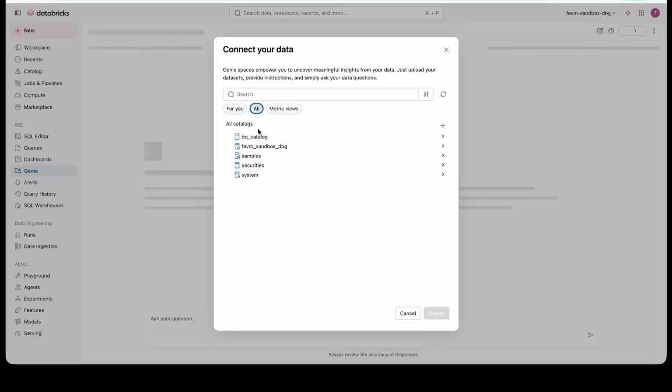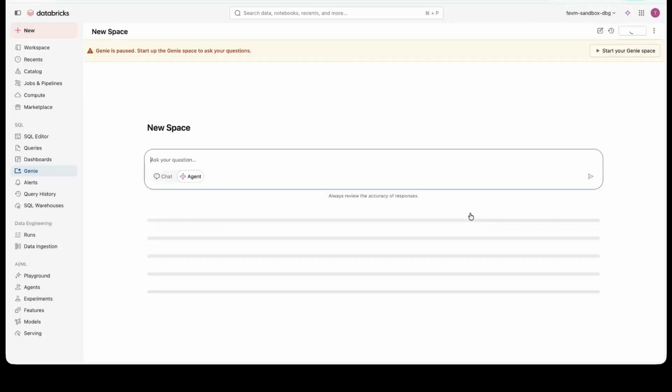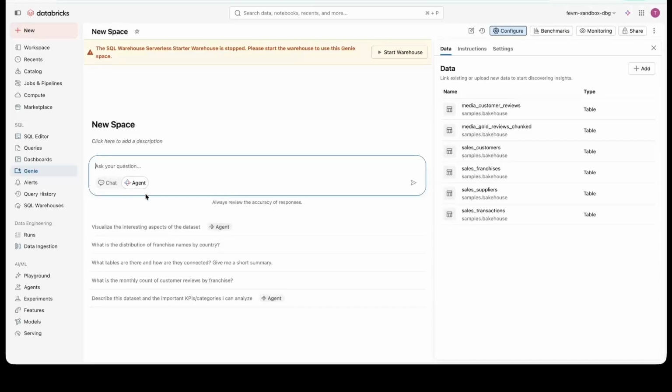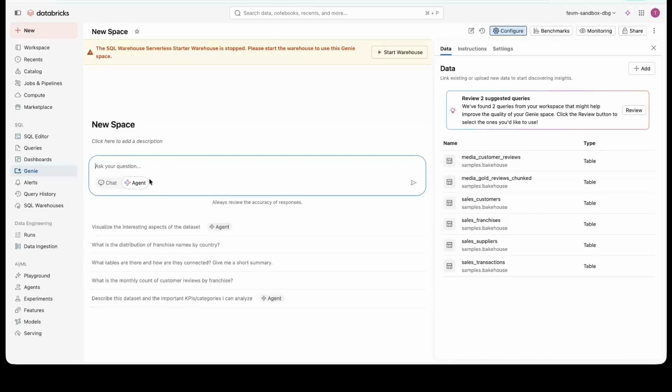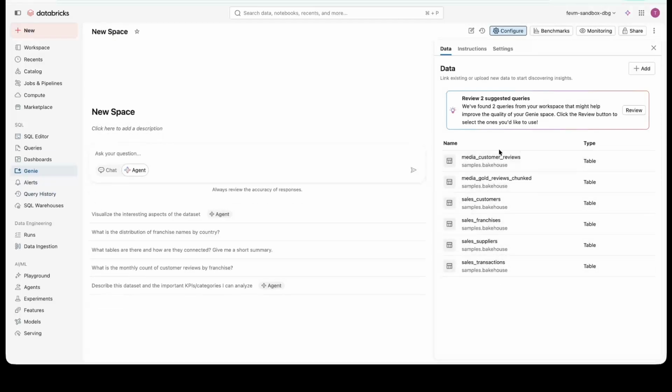We're going to leverage the samples catalog and then all of the tables in the big house schema, just to give Genie as much context as possible. If you don't have this agent icon enabled, then you just need to work with your workspace admin to enable that for you. And then it's currently in beta, so you need to go through that process, and then you can now actually play around with agent mode. We have a couple of data sets here.